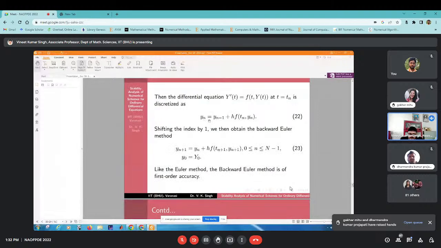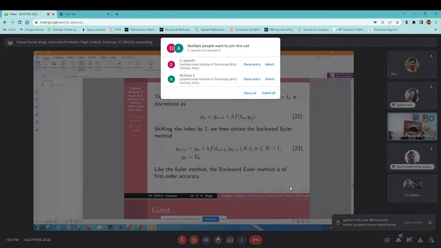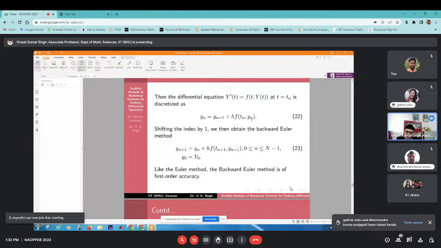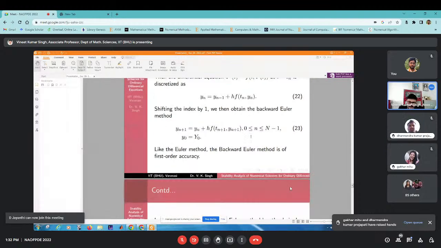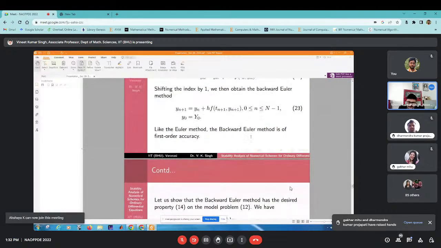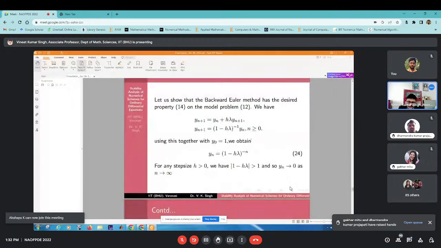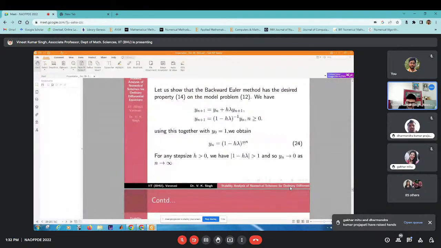yn will be yn minus 1 plus h times f of tn, yn. You know how to apply Euler methods to an initial value problem. The same procedure we have to do here, and through this we can finally get this outcome. So we have received our outcome: yn plus 1 is (1 minus h lambda) to the power minus 1 times yn, for n greater than or equal to 0.